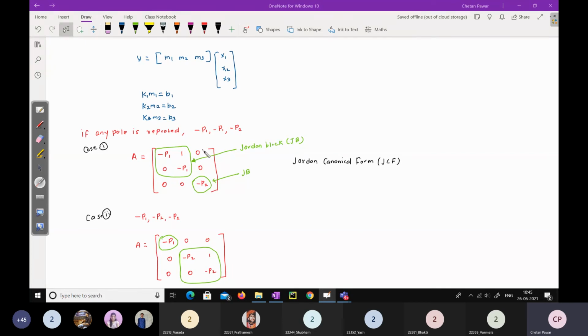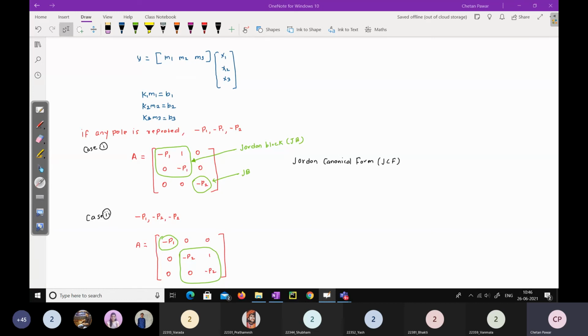So in this way, this particular block, which I have represented using green color, is a Jordan block. Similarly, this is a Jordan block. So there are two Jordan blocks. And this particular representation is called a Jordan canonical form. Okay. It is just a subform of diagonal canonical form. So this is a Jordan canonical form.